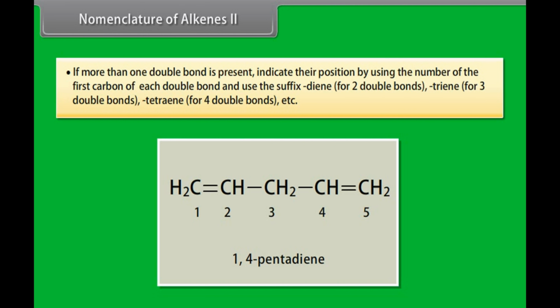Step 8. If more than one double bond is present, indicate their position by using the number of the first carbon of each double bond and use the suffix diene for 2 double bonds, triene for 3 double bonds, tetraene for 4 double bonds, etc. For example, 1,4-pentadiene.